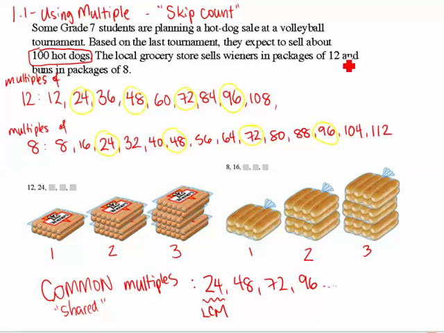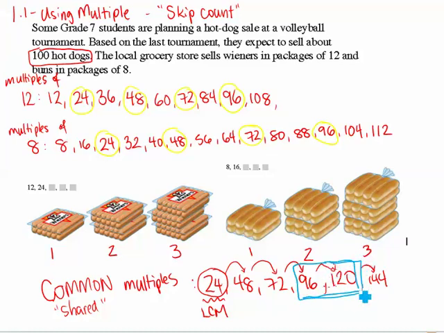Notice that the least common multiple is 24, and now all the other common multiples are skip counts or multiples of 24. So the next one after 96 will be 120. And the next multiple of 24 after that is 144. So rather than listing out our multiples of 12 and 8, I can list out the multiples of 24 instead. So the ones that are closest to 100 are 96 and 120.